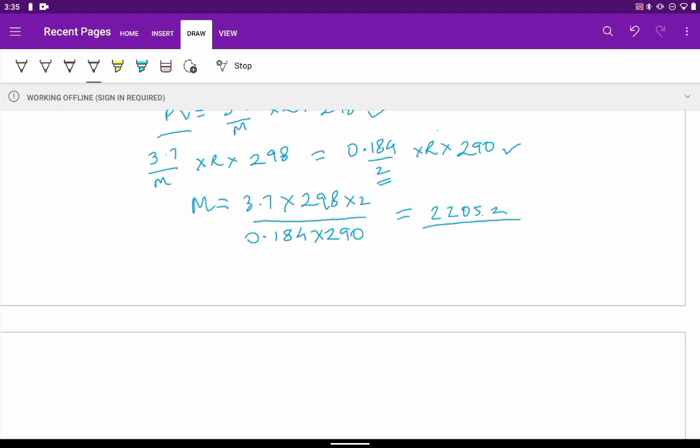2205.2 divided by, this is a decimal, 53.36. And when we solve it, we get it as 41.3268. If we round it, this is a decimal. We can round it up because after 2, the digit is 6. So we can round it and we get 41.33.